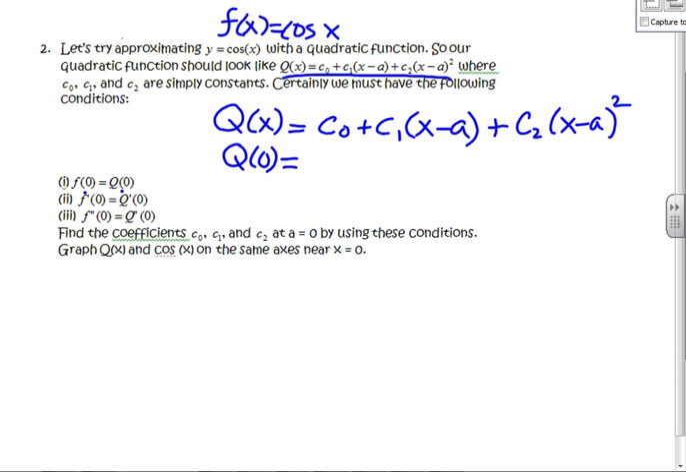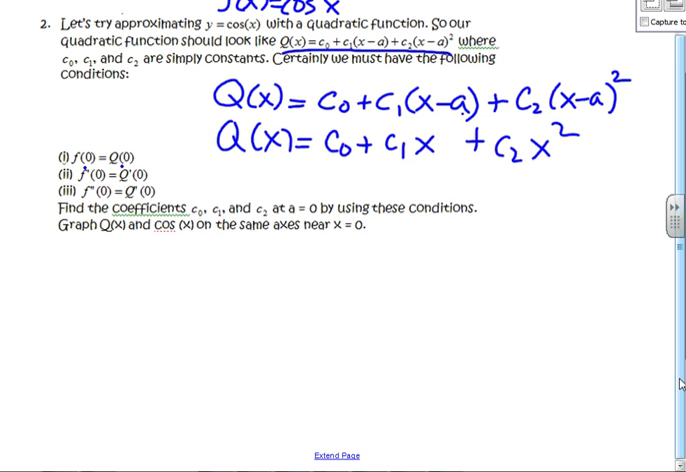Now, by the way, let me fix this first. We're not going to center it at a. Where are we going to center this? At the origin, right? So this is going to look like C0 plus C1 times x. A is 0, right? Plus C2, and that's x squared. Is that okay? You got to stop me if something's not right. And so now I want you to figure out what q of 0 is, because I know what f of 0 is. f of 0 has to equal q of 0. I'm using condition 1. And by using these conditions, if I add more and more terms, I can figure out what C0 is, C1 and C2.